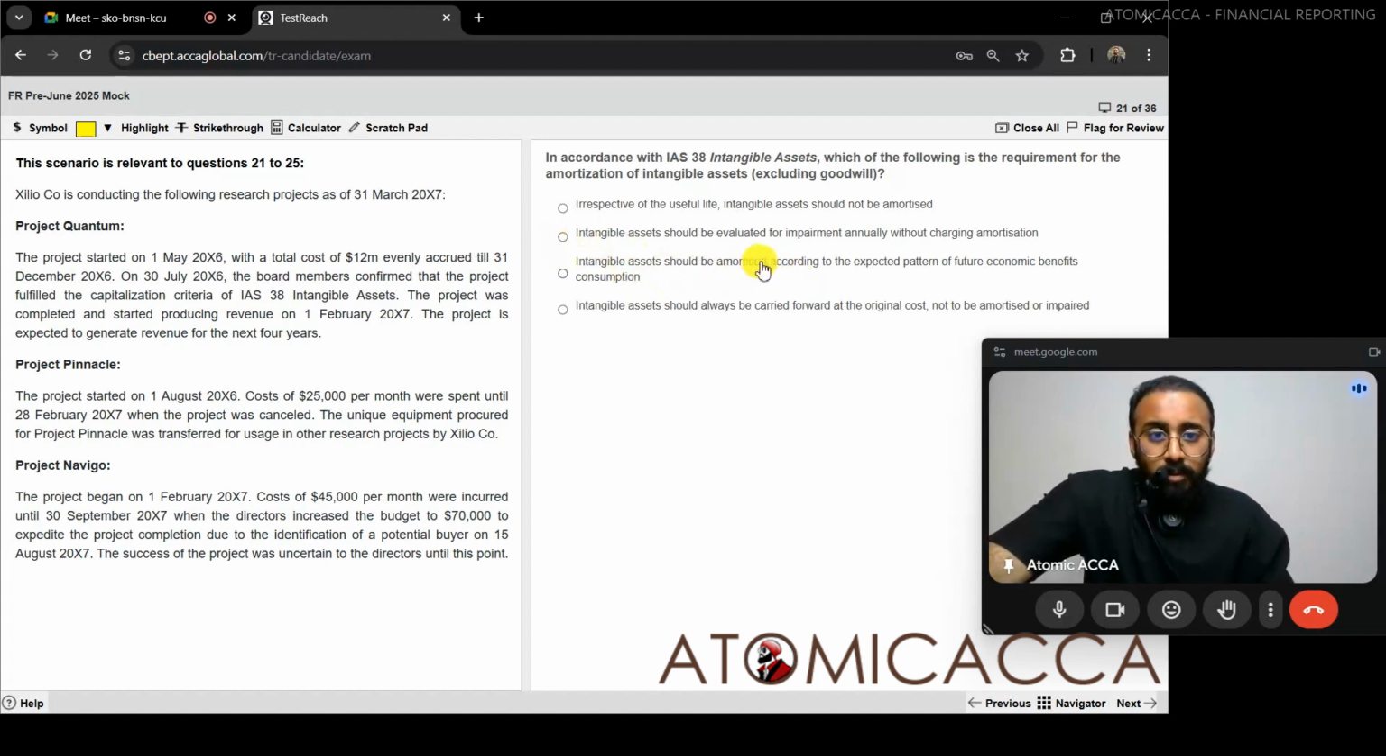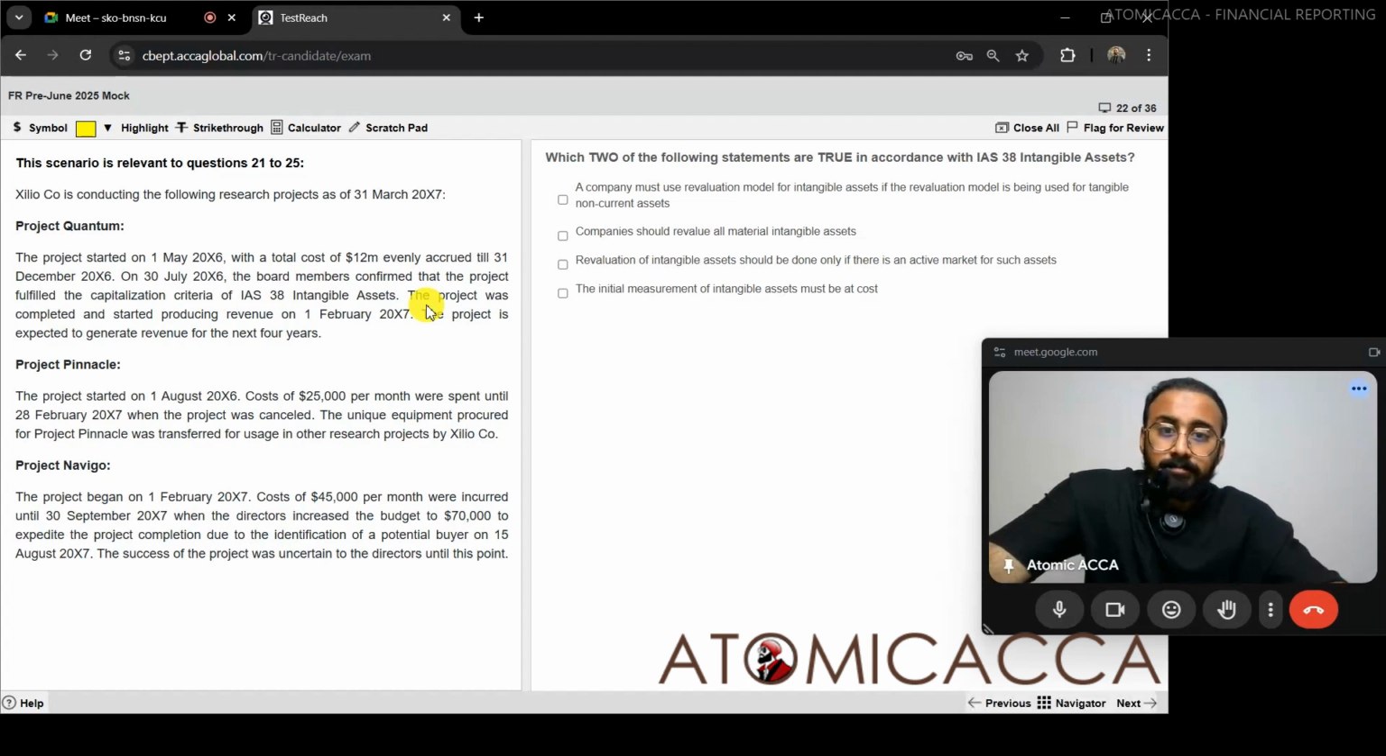Option C: intangible asset should be amortized according to the expected pattern of future economic benefit consumption. Correct. Option D: intangible asset should always be carried forward at the original cost, not to be amortized or impaired. False. So A, B, and D are wrong. Only C is correct. So that one is okay.